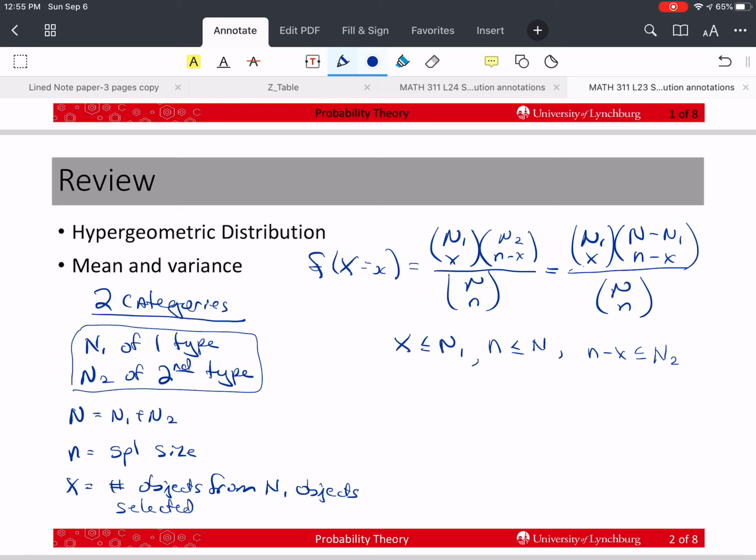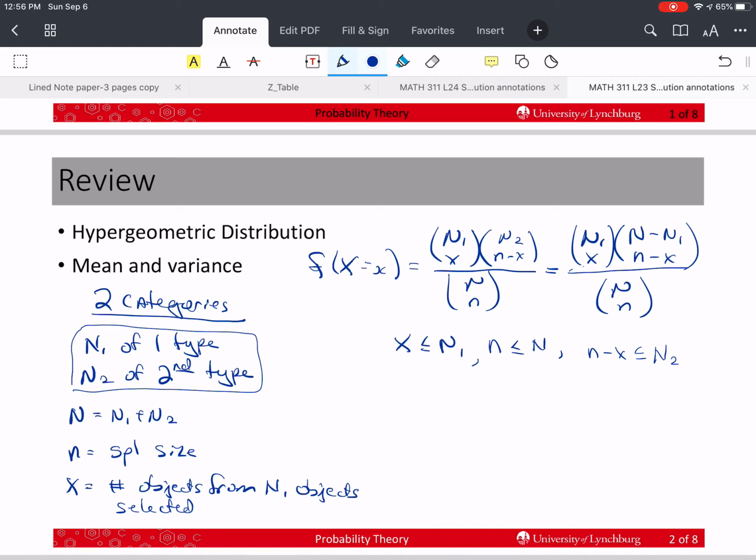Little n is the sample size. X is the number of objects from the N1 type of objects available. And so the probability that our random variable X is equal to little x is N1 choose x times N2 choose n minus x over N choose little n. It can be written as N1 choose x and N minus N1 choose n minus x and N choose n.